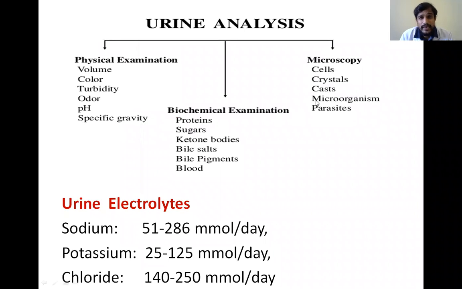So we'll do the complete urine analysis to see the underlying cause, and urine electrolytes are also measured: sodium, potassium and chloride. As in renal failure the excretion of the electrolytes is decreased, the urine levels of the electrolytes will be lower than the normal ranges. Generally the urine parameters are measured as the amount per day. So in renal failure, the urine electrolytes will be decreased per day.